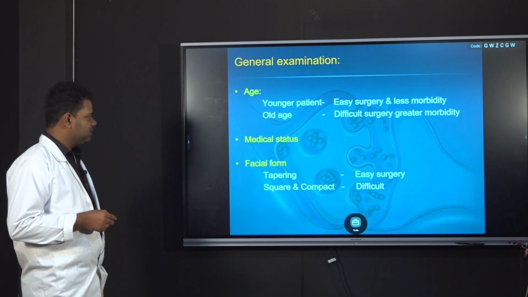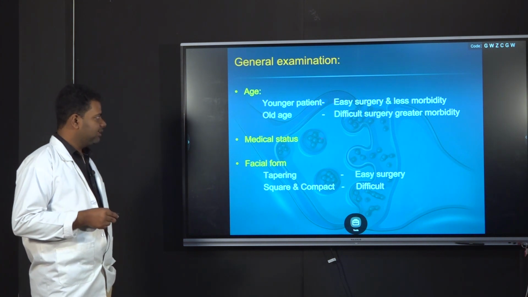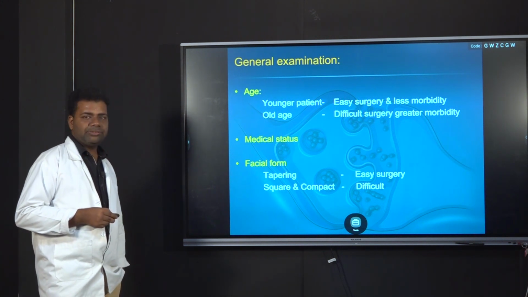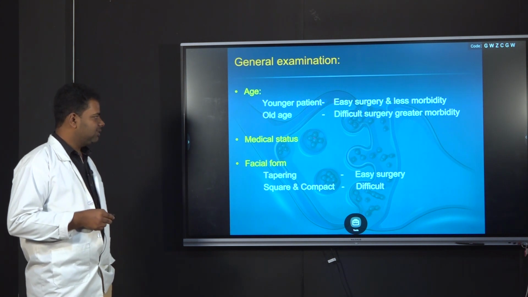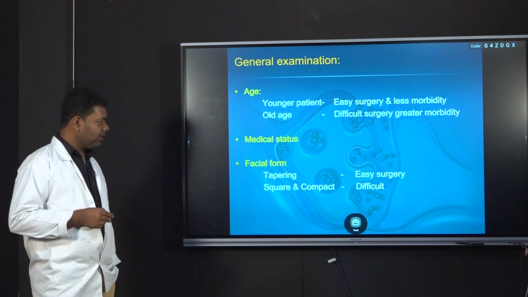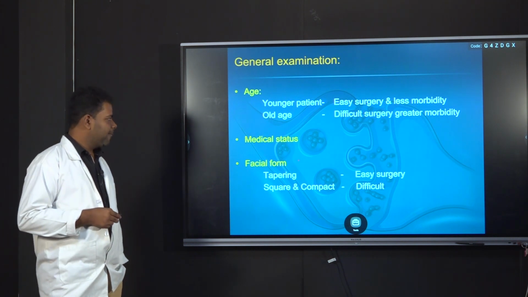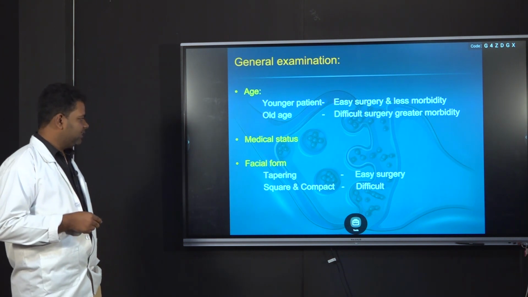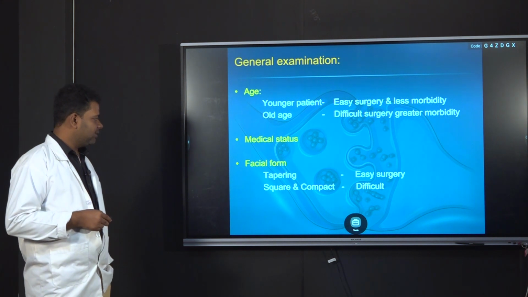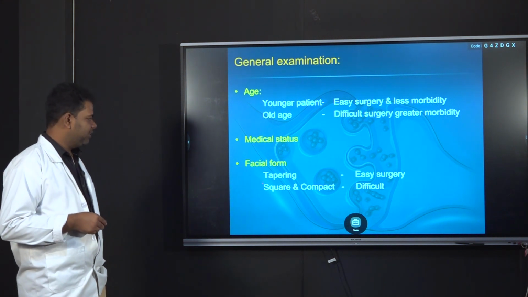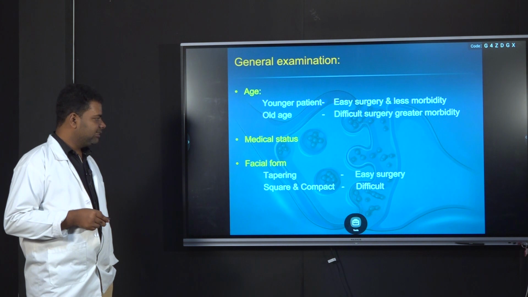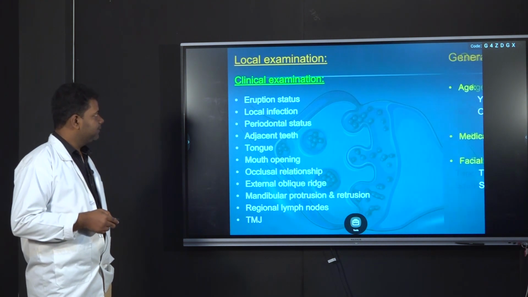The medical status is very important, considering that it is a surgery which includes loss of blood. So for a patient who is on antiplatelet drugs or anticoagulation drugs, the INR and APTT should be considered before performing any surgery. In facial form, if the patient has a tapering type of form, surgery is easy, and if it is a square and compact form, it is difficult to perform surgery.